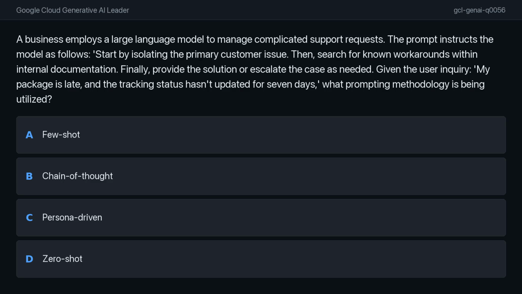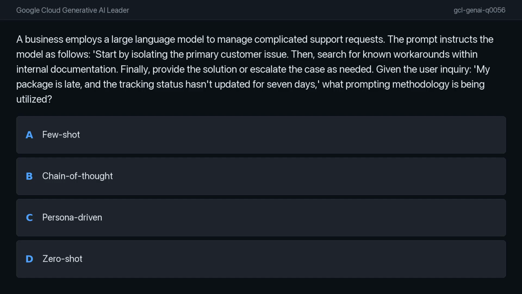A business employs a large language model to manage complicated support requests. The prompt instructs the model as follows. Start by isolating the primary customer issue. Then, search for known workarounds within internal documentation. Finally, provide the solution or escalate the case as needed.